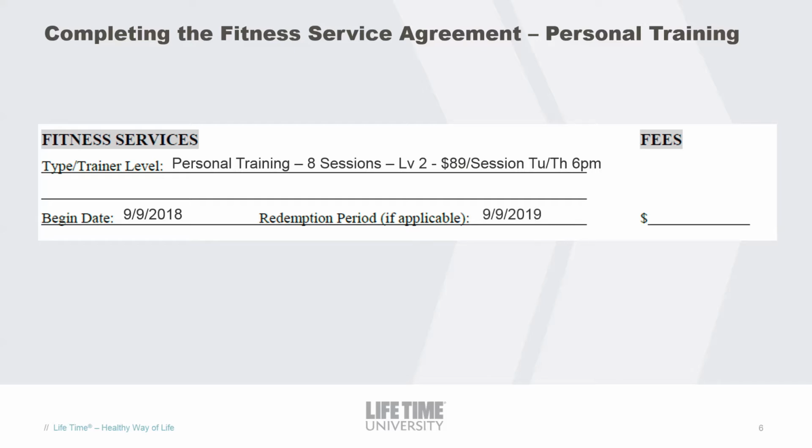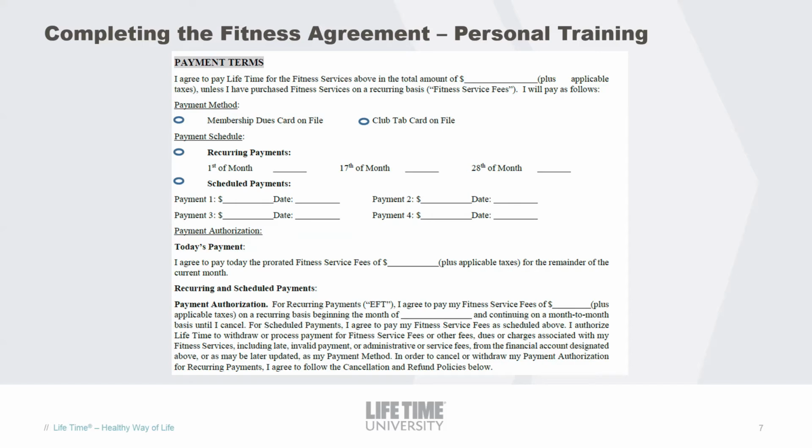The redemption period is 1 year, however the sessions do not expire on an active member's account. The final section to fill in here is the total fee, which is the 8 sessions multiplied by $89 a session to equal $712. The next section of the agreement is payment terms. The member agrees to pay Lifetime for the fitness services above in the total amount of $712 and any taxes if your state law requires them.